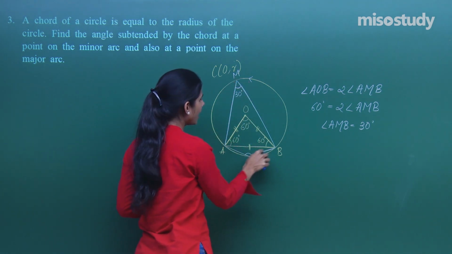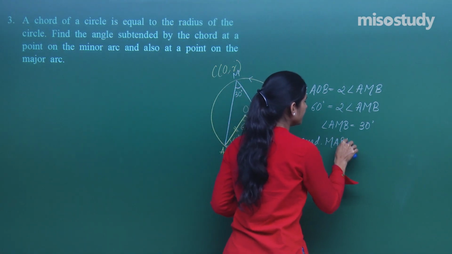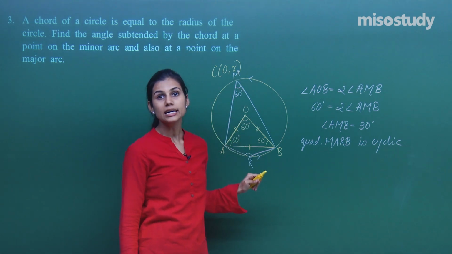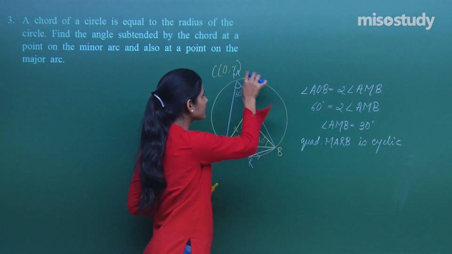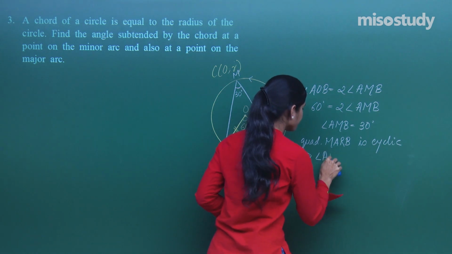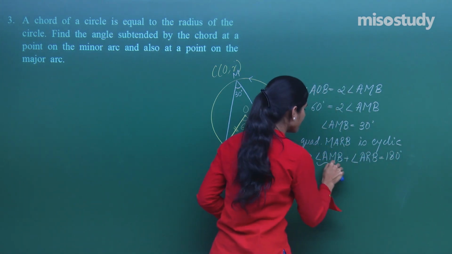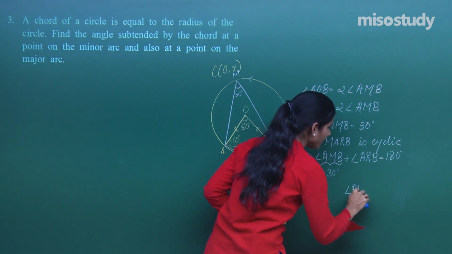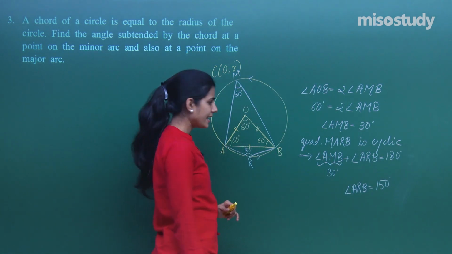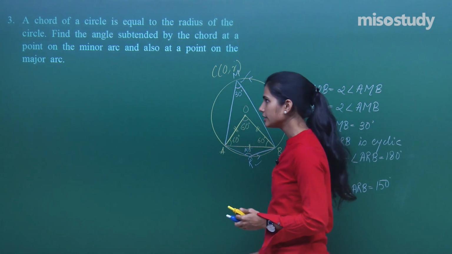Now focus upon MARB. Quadrilateral MARB is a cyclic quadrilateral, and therefore we have learnt about this property that opposite angles in a cyclic quadrilateral are supplementary, right? The fact that MARB is a cyclic quadrilateral, I know angle M plus angle R is 180. This implies angle AMB plus angle ARB is 180. So angle AMB I know is of measure 30 degrees. So angle ARB will be 180 minus 30, which is 150 degrees. So this is 150 degrees. And I have found the angle which was subtended by this chord on the minor arc as well as on the major arc. Let's take a look at the next question.